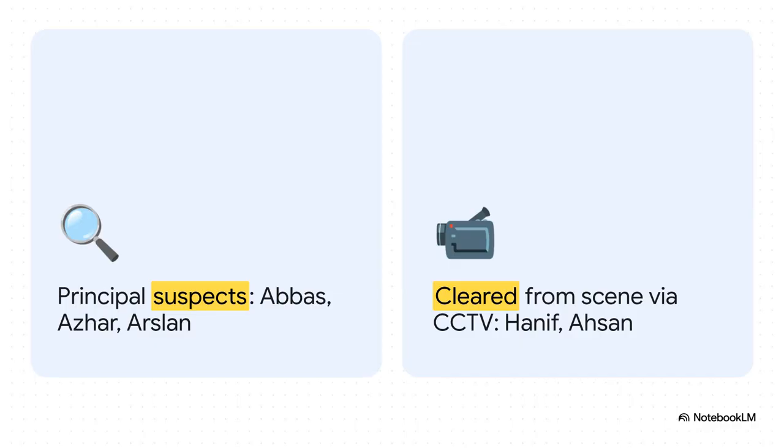You know, modern policing is essentially a giant process of elimination. The inquiry report identifies 3 principal suspects right off the bat: Abbas, Azar, and Arslan. But 2 other individuals, Hanif and Ahsan, were also initially scrutinized. However, Sargodha police determined they had nothing to do with the actual murder itself. How? Well, through closed-circuit television. CCTV footage provided an ironclad alibi proving Hanif and Ahsan were simply not present at the crime scene when the incident occurred. Now, it is important to point out that police sources state Hanif and Ahsan still remain under investigation for other aspects surrounding the case. But the digital eye of the CCTV effectively cleared them from the immediate physical scene of the crime.